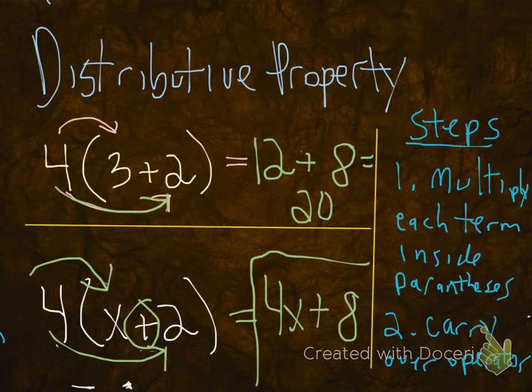Okay? If you look on the right-hand side, please take those notes if you haven't already, the steps. Number 1, multiply each term inside the parentheses. And then step two is to carry over the operator. Operator is kind of a strange sounding word, but it just means like, is it a plus sign, is it a minus sign, and so on.